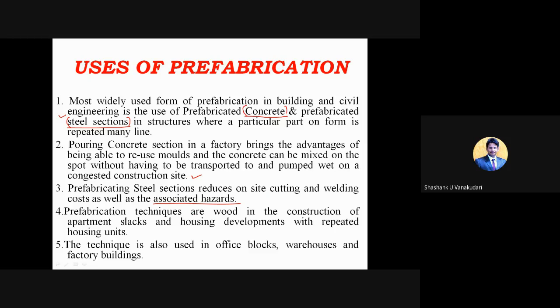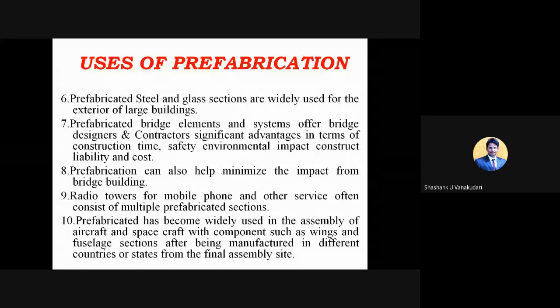Prefabrication techniques are good in the construction of apartments, flats, and housing developments with repeated housing units. You can even prefer wooden structures while constructing a building, again with repeated sections. The technique is also used in office blocks, warehouses, and factory buildings, which are applications of prefabrication. Prefabricated steel and glass sections are widely used for the exterior of large buildings.